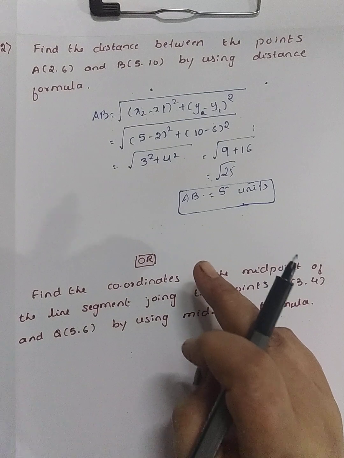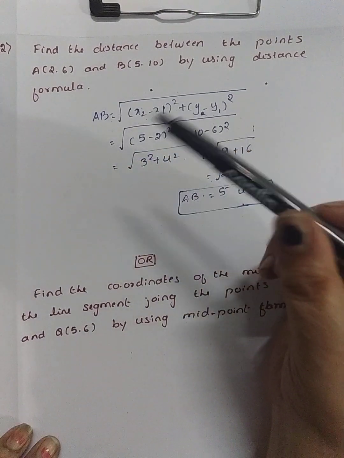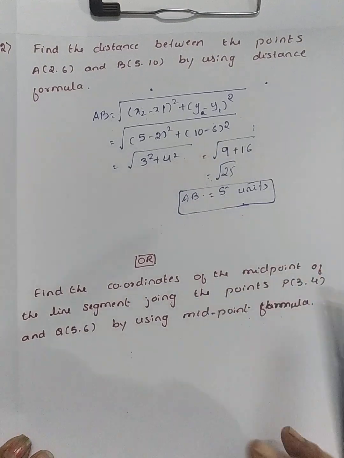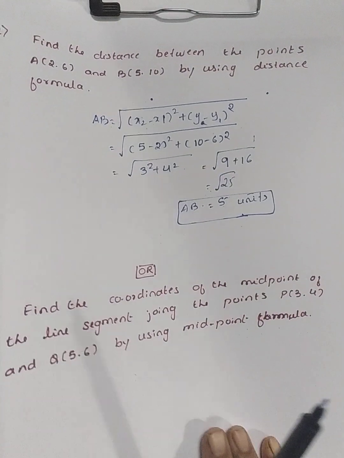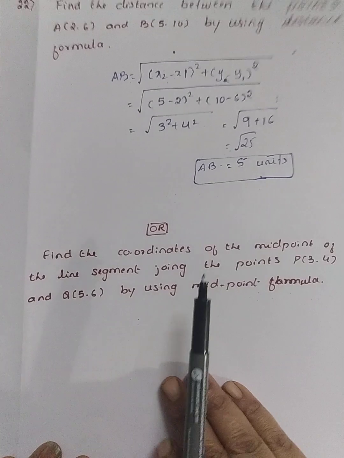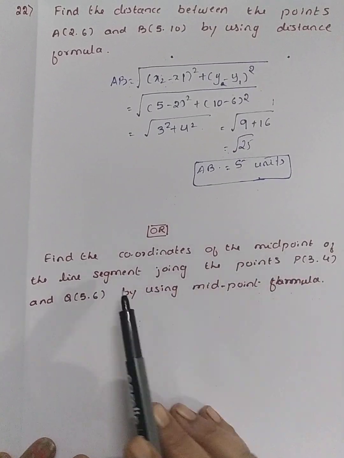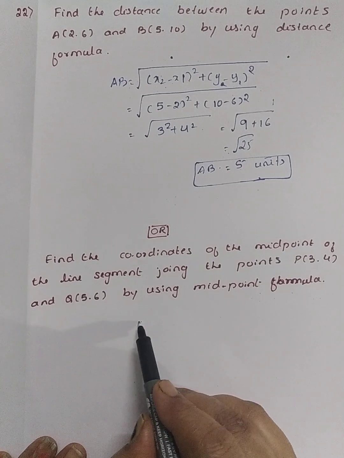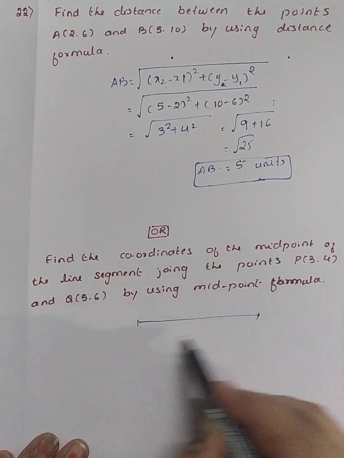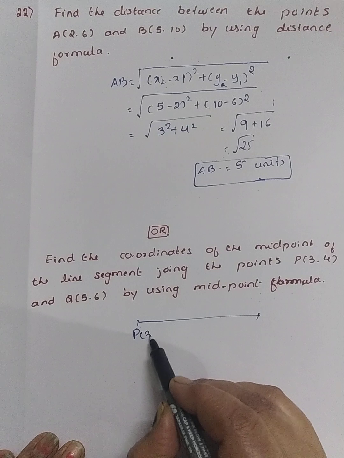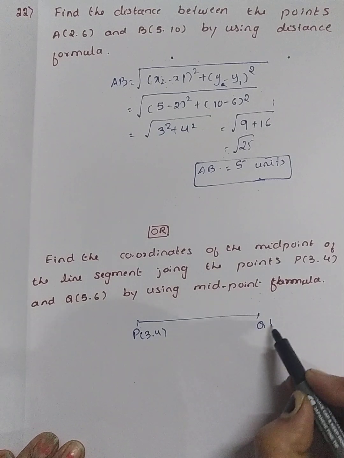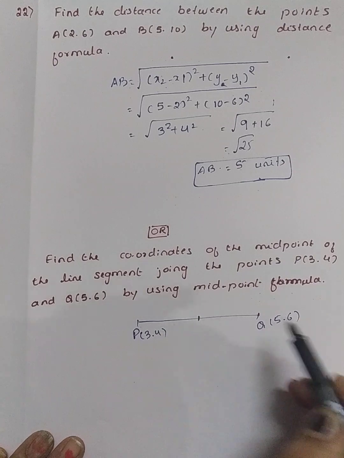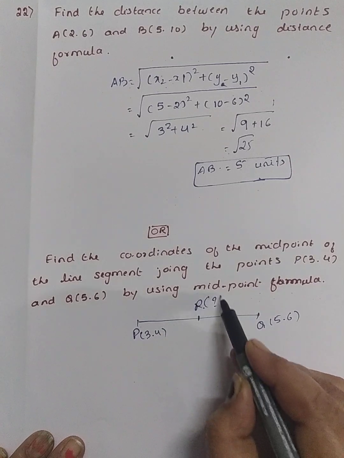Or option is there. From the 22nd question, two options are there. Either you have to solve this, or another one, which is also from the same chapter, that is, find the coordinates of the midpoint of the line segment joining the points P (3, 4) and Q. PQ is a line. P has coordinates 3, 4 and Q has coordinates 5, 6. You have to find the coordinates of the midpoint, that is R.